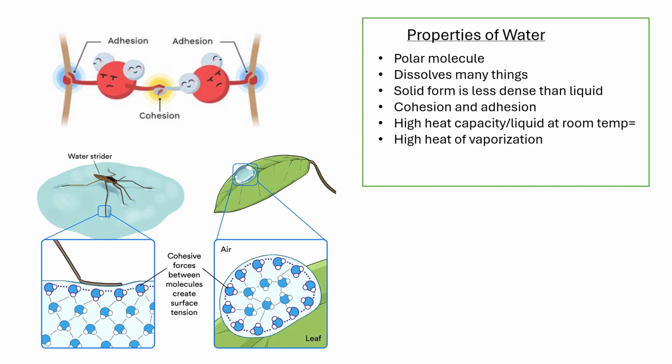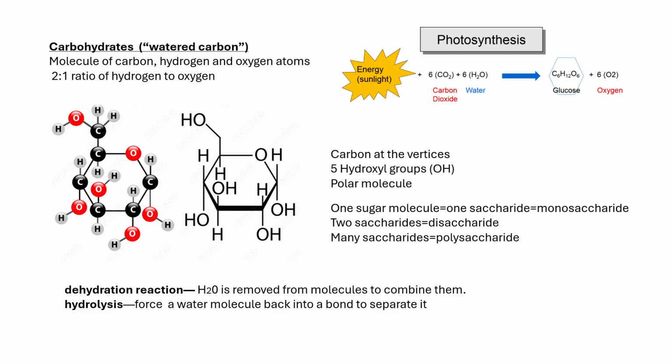Look at the definition of carbohydrate on page 38. Underline it and highlight it. It's a molecule composed of carbon, hydrogen, and oxygen, in which there are twice as many hydrogen atoms as oxygen atoms. So what is the ratio of hydrogen to oxygen? 2 to 1. There's a 2 to 1 ratio of hydrogen to oxygen.